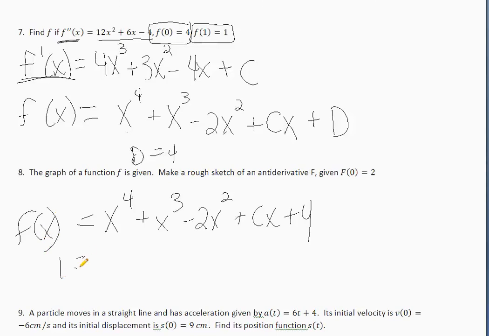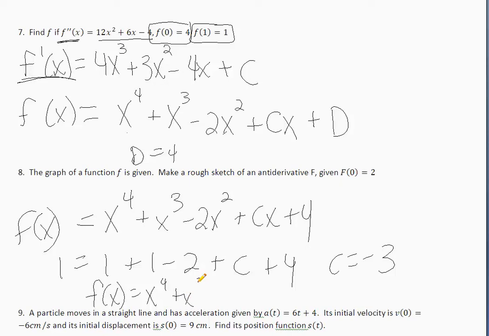So if I plug 1 in, there's the equation, and you can solve for c, and c is negative 3. So your final f of x would be x to the fourth plus x cubed minus 2x squared minus 3x plus 4. There's the original when you started with the second derivative. You went backwards twice. That's all.